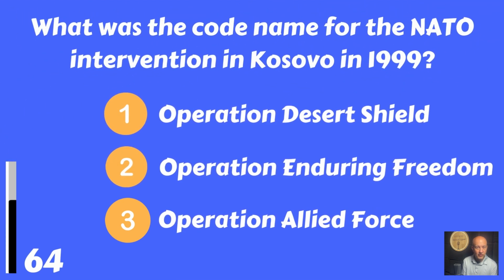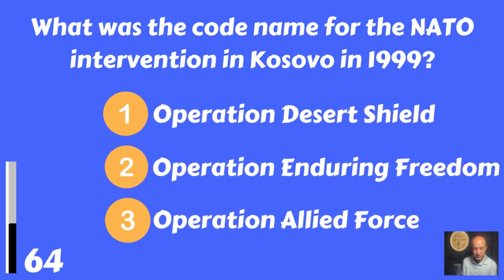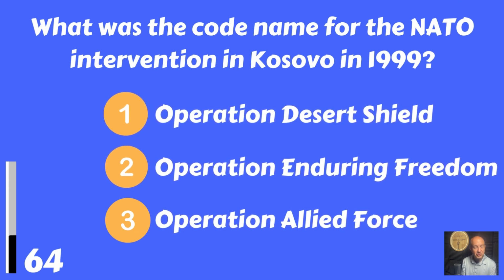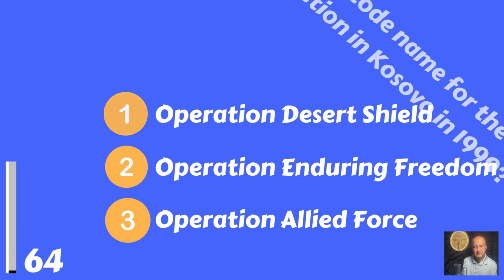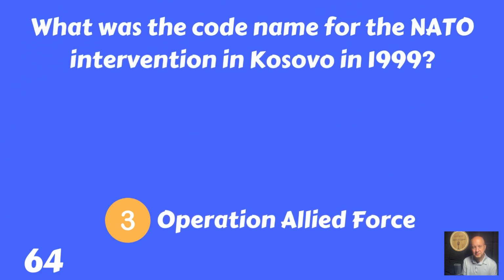What was the code name for the NATO intervention in Kosovo in 1999? Operation Desert Shield, Operation Enduring Freedom, or Operation Allied Force? It was Operation Allied Force.